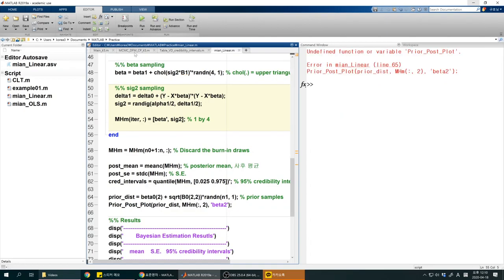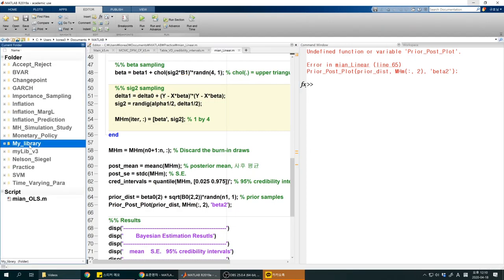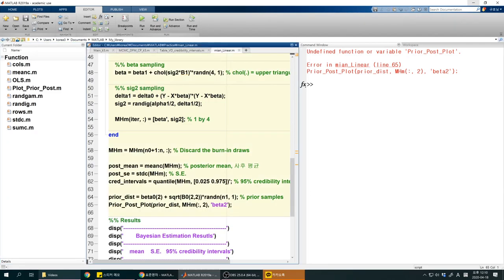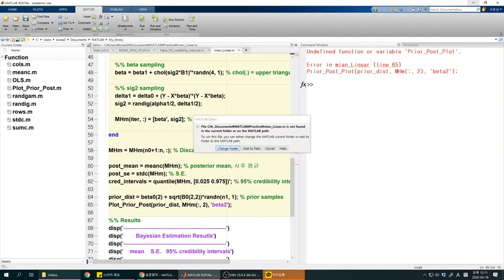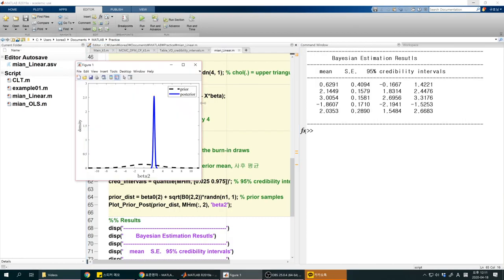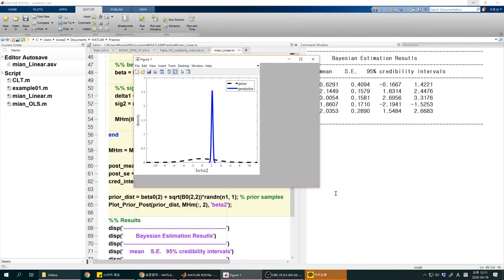Is something wrong? Let me check the function name. Plot, I'm sorry. Plot prior and posterior. Change folder. Right here. Okay, so this is the output.